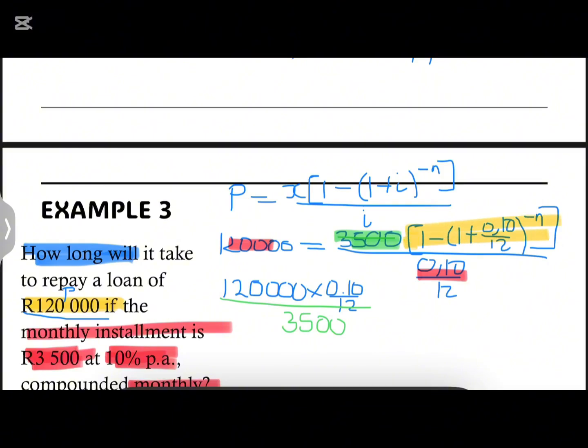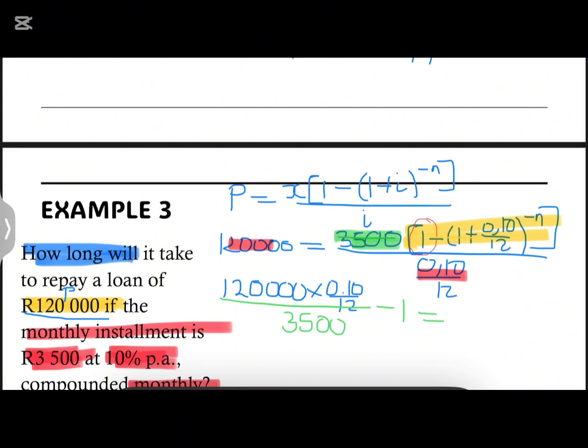You are now left with the bracket. Left with this bracket. However, we know that from that bracket, this 1 will come to the other side, or we subtract both sides by 1. Then you'll have subtract 1. Then that will be equal to what?